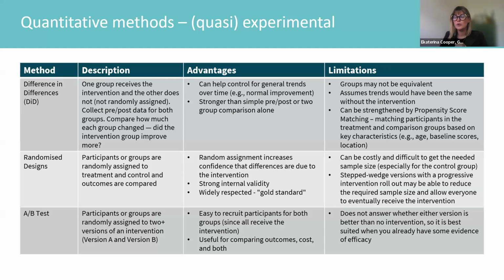Sometimes you can have more conditions than two. It doesn't really answer the question about improvement. It does answer the question about the differences between groups in different conditions. Still very helpful and much faster than a randomized controlled trial, as participants are still randomly assigned, but you don't need to have a control group.